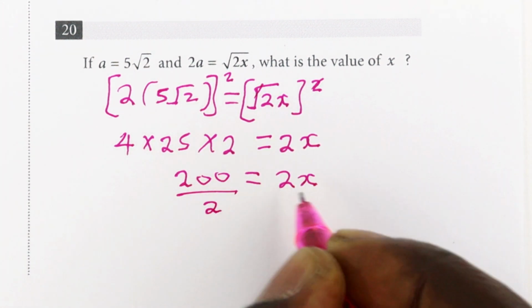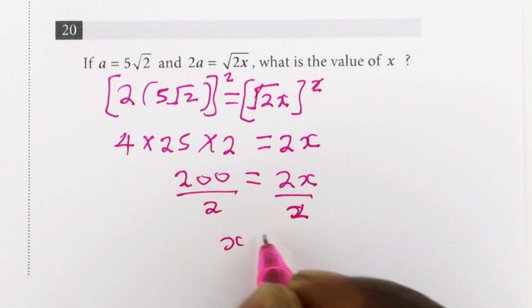Divide both sides by 2, so that x is equal to 100.